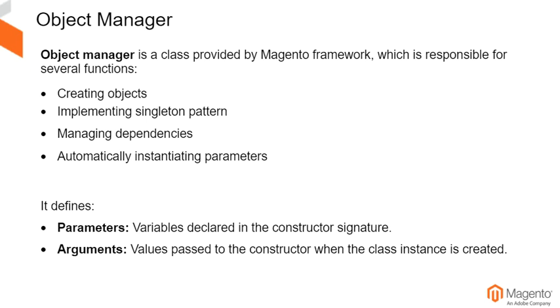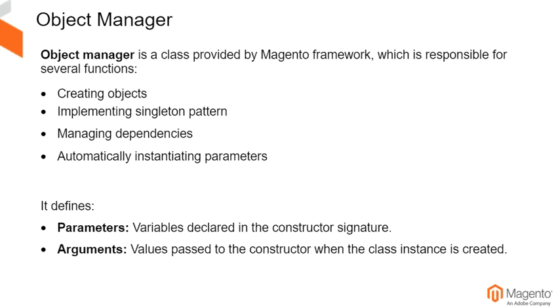In Magento 2, the Object Manager has replaced the Mage class. The Object Manager is the class that creates all objects and is responsible for instantiation. Generally, the creation of an object is one of the biggest problems in software development.